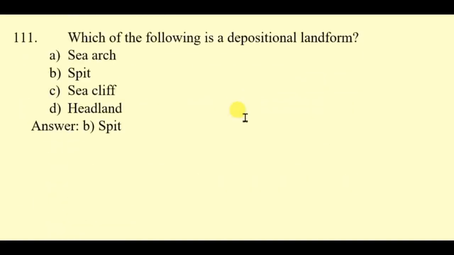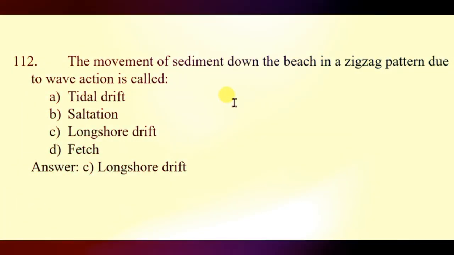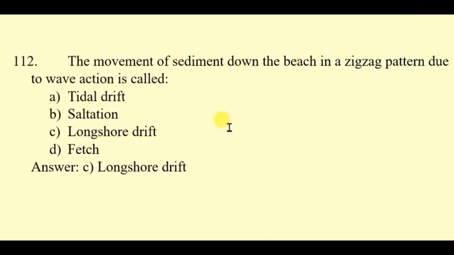Question 111. Which of the following is a depositional landform? Stack, spit, sea cliff, headland. Then the right answer will be spit. Other features are erosional landforms. Question 112. The movement of sediment along a beach in a zigzag pattern due to wave action is called tidal drift, saltation, longshore drift, phase. Here the correct answer will be longshore drift, which creates a zigzag pattern of beach sediment.